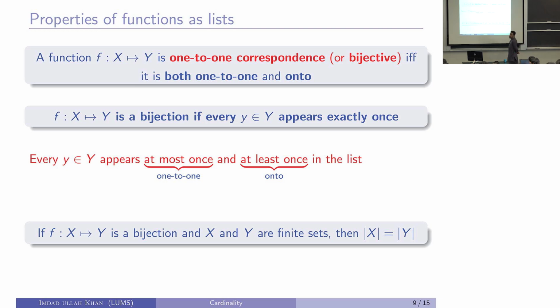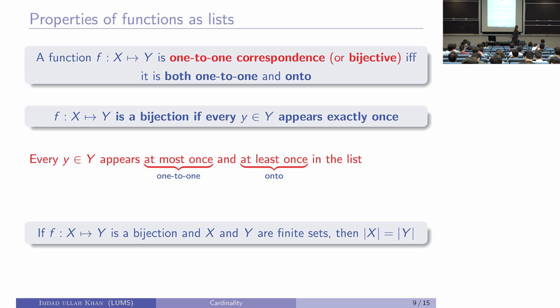Why? Because one-to-one is telling us that the cardinality of x is less than or equal to the cardinality of y. Onto tells us the cardinality of x must be greater than or equal to the cardinality of y. Combine both of them, the only possibility where both can be simultaneously true is if the cardinality of x is equal to the cardinality of y. Okay? So, whenever there is a bijective function between x and y, then the cardinality of x must be equal to the cardinality of y. Okay?